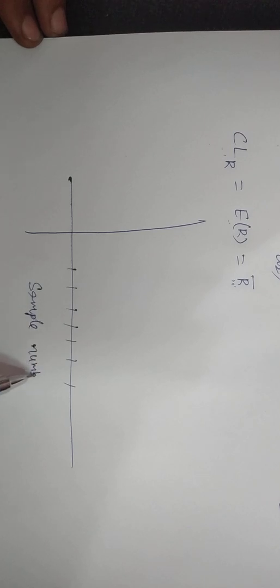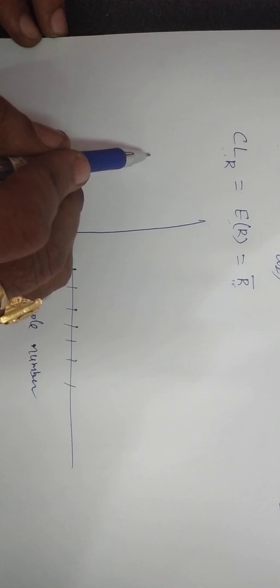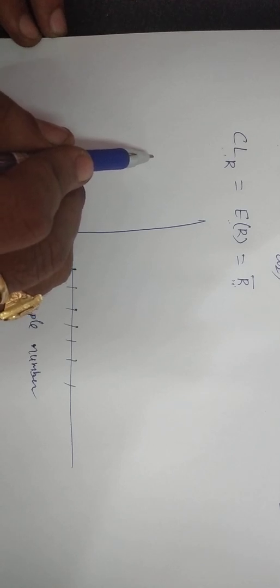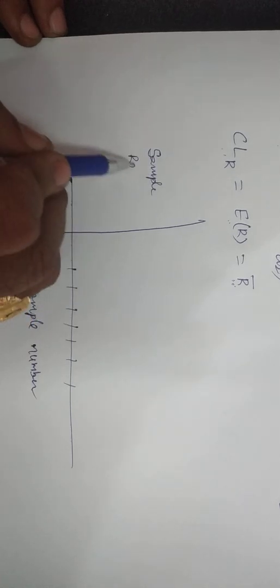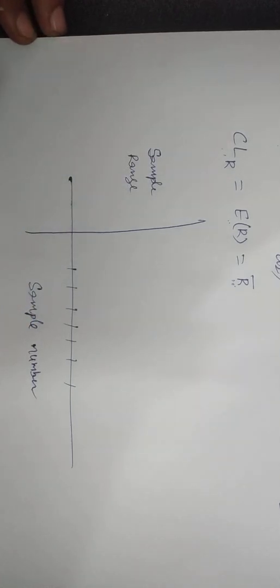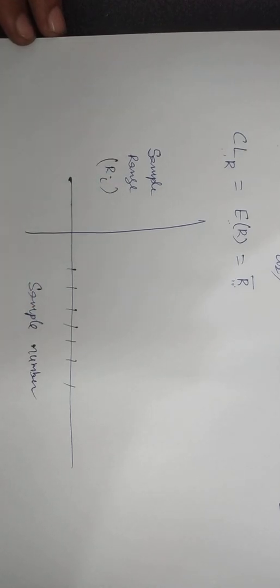Sample number. On the y-axis, what do you have to consider? A quality measure, which is the sample range, that is the values of Ri. So these are the sample numbers 1, 2, 3, 4, 5, 6, 7, 8 and so on.